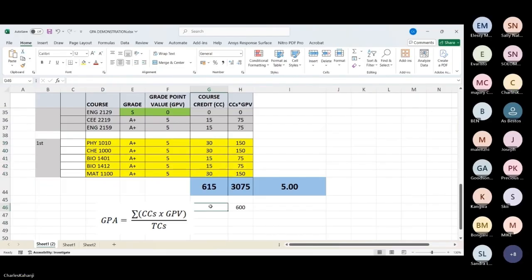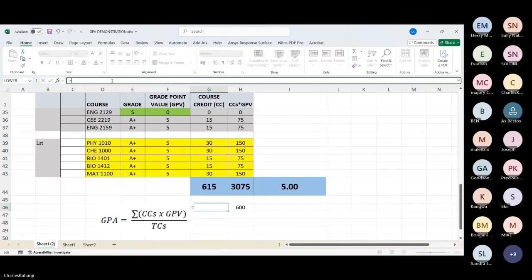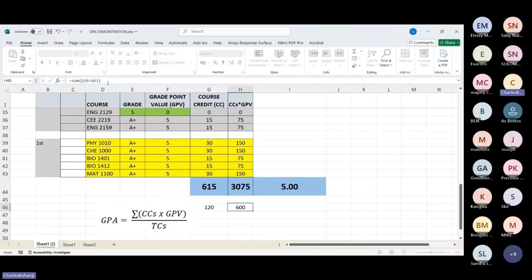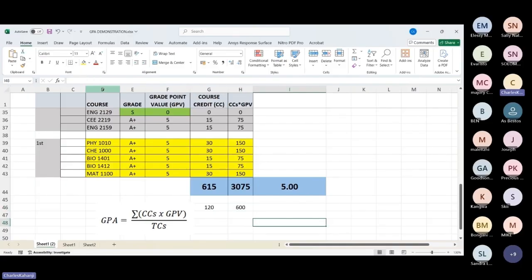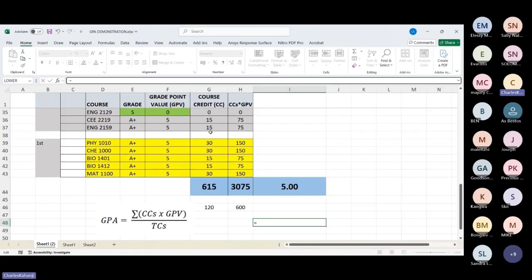So I can actually get that, sum up those. You can even just use your calculator. So you have your GPV. The numerator there is 600. So to get my GPA for my first year, I'm going to have CCs by GPV, which is 600. You divide that by the CCs. Then you'll be able to, sorry, I messed up.